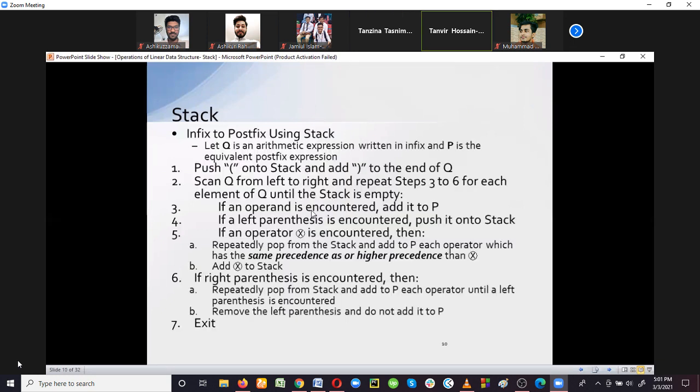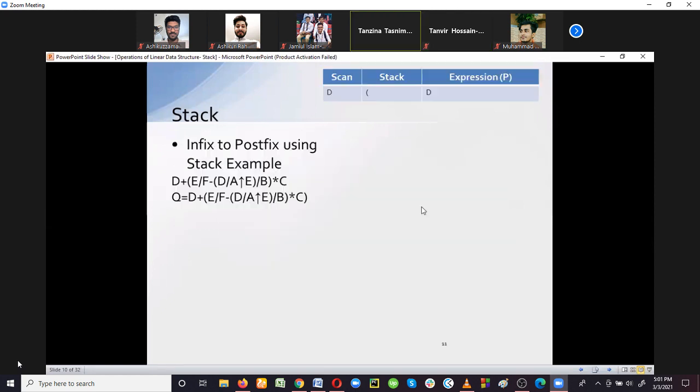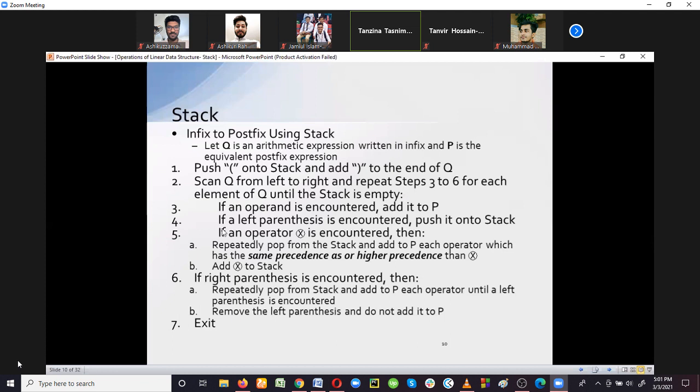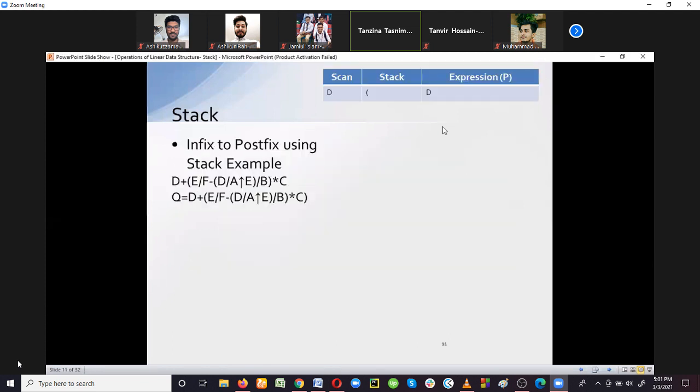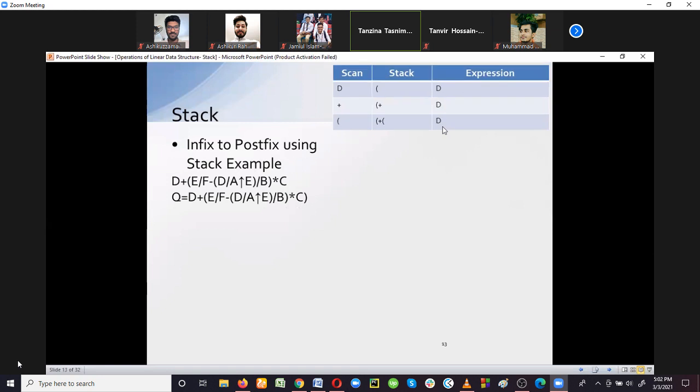Clear? Yes, ma'am. And step number 3, if an operand is encountered, add it to P. So look at this figure now. Whenever we got an operand after this scanning process, we just added it where? Into this expression. That is step number 3. Then step number 4, if a left parenthesis is encountered, push it into stack. If we got a left parenthesis, suppose this one, just add it to where? Add it to the stack.